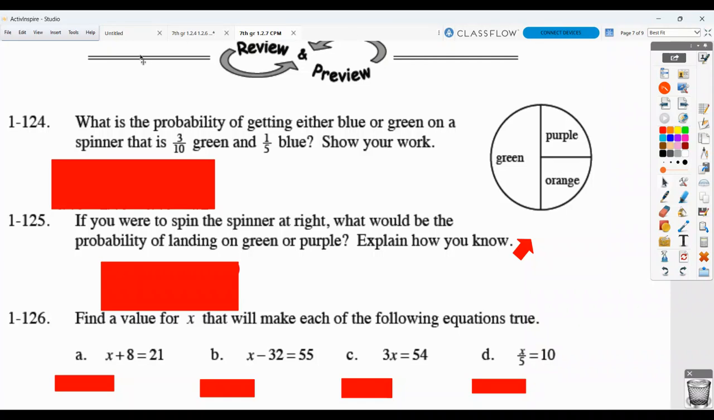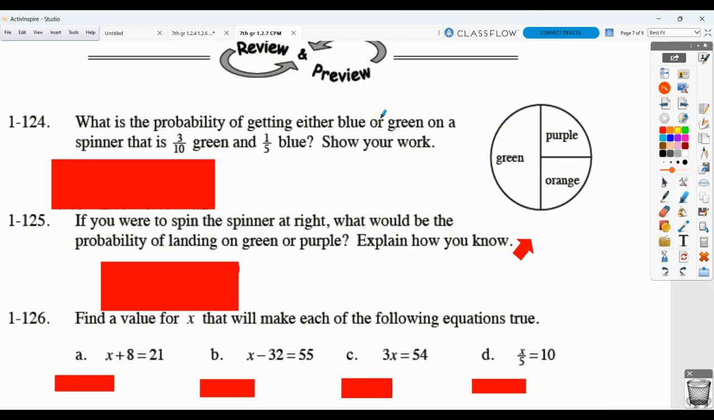This video is to allow you to correct your homework for section 1.2.7. So they want to know what the probability of getting either blue or green is on a spinner that is 3/10 green and 1/5 blue. And again, you have to show your work.